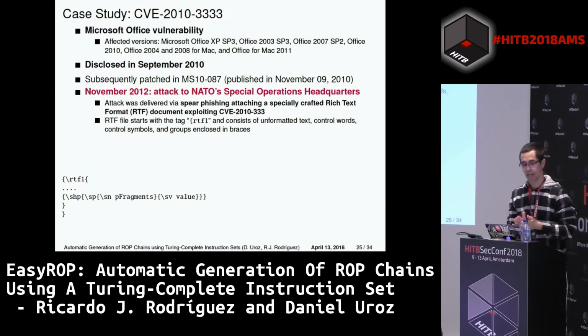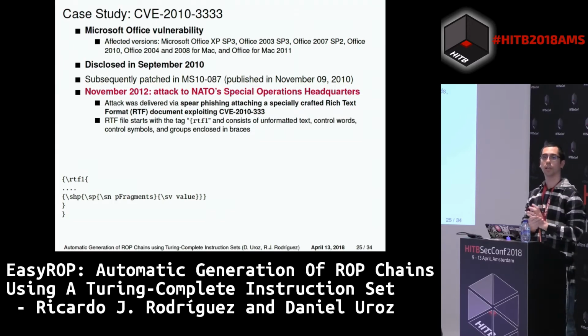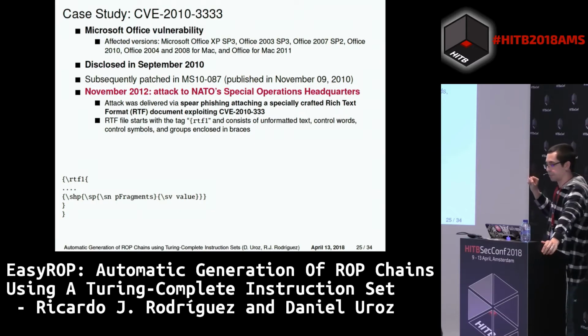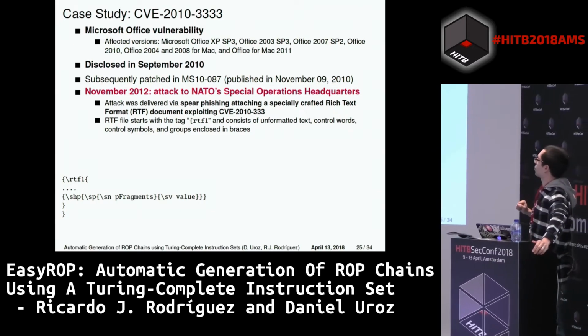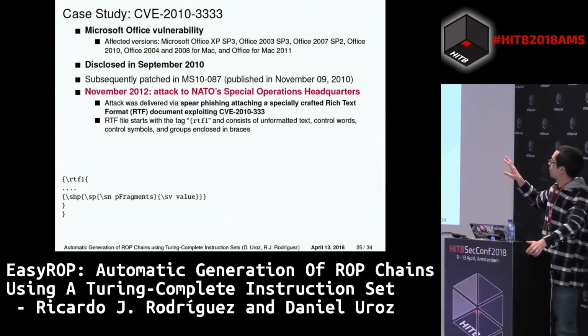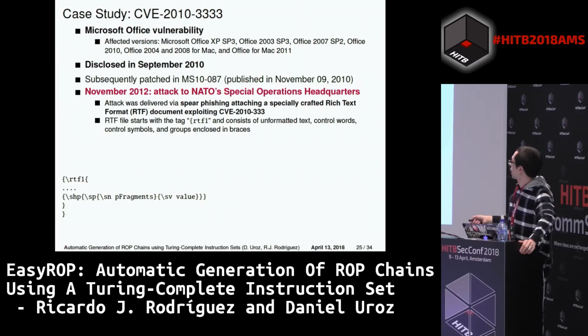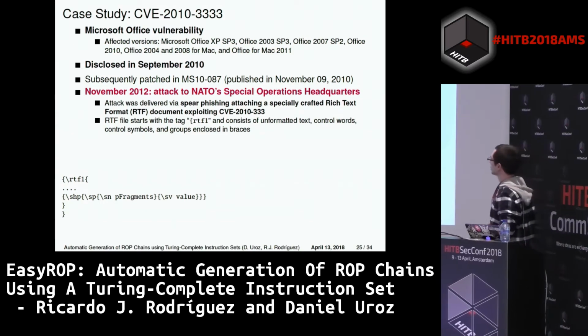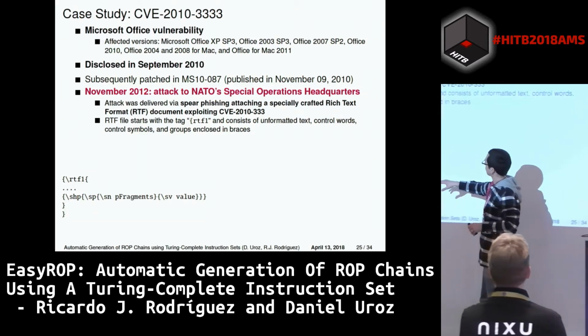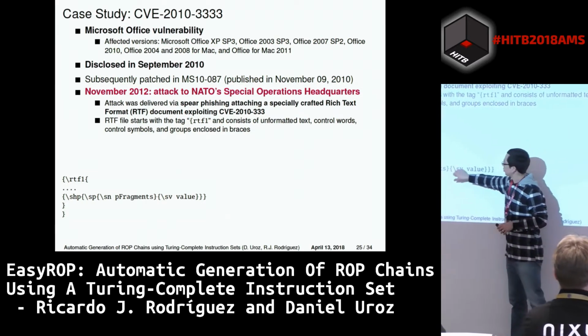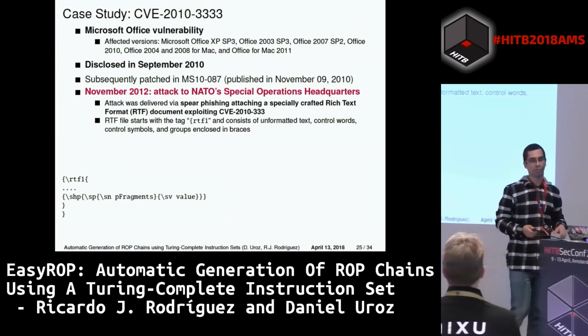The attack was delivered by spear phishing, attaching to the email a crafted file, namely an RTF file, that was exploiting this vulnerability. An RTF file is just like this one here. So we have a lot of text enclosed by brackets. And in particular, the vulnerability was exploited using these attributes of the RTF specification.